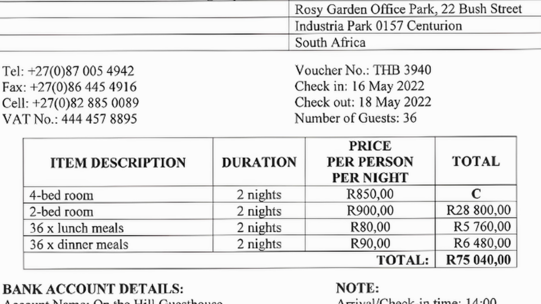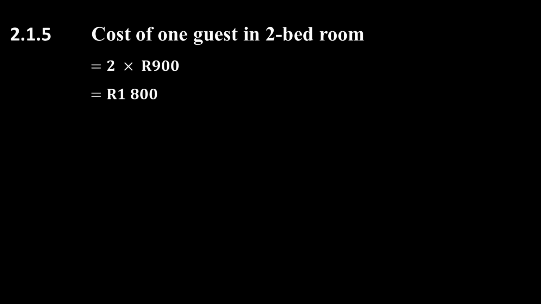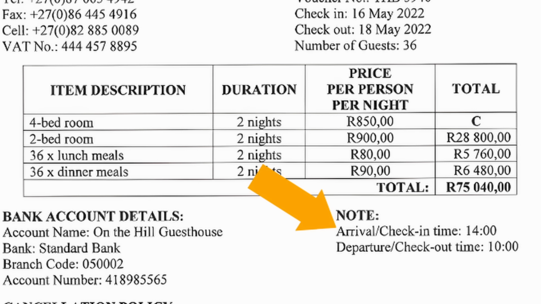The cost for 1 guest in a 2-bedroom accommodation is 2 nights multiplied by 900 Rand per night, and this equals 1,800 Rand. From the note given on Annexure A, we know that the check-in time is 2 o'clock. This means that 1 guest cancelled before the check-in time and 1 cancelled after the check-in time.